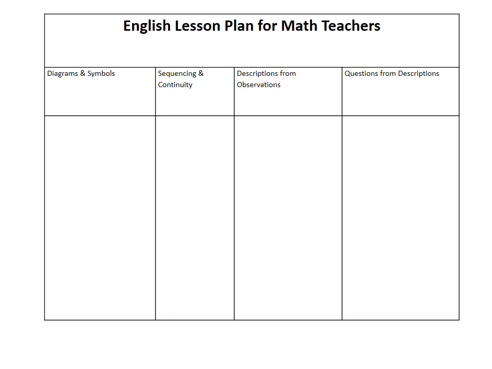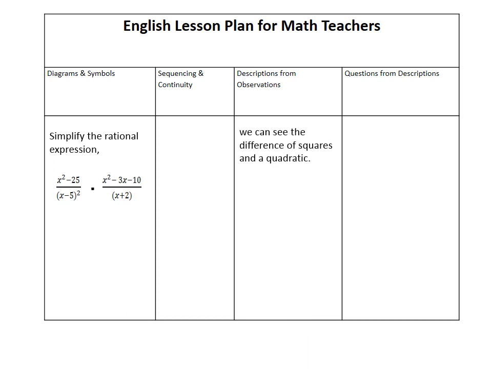In this section, we are actually going to complete a lesson plan. So our first step will be to introduce the problem. That's column 1. Look and listen to the first entry. Simplify the rational expression. Step 2. Describe the first important observation. This is column 3. Look and listen to the second entry. We can see the difference of squares and a quadratic.